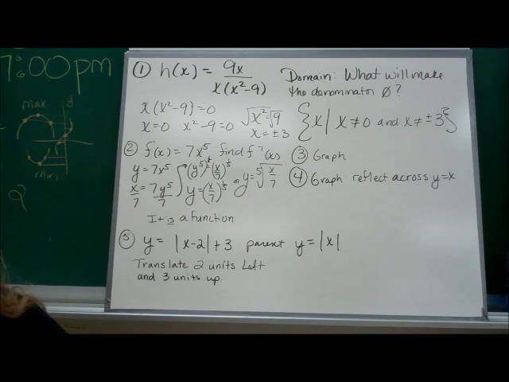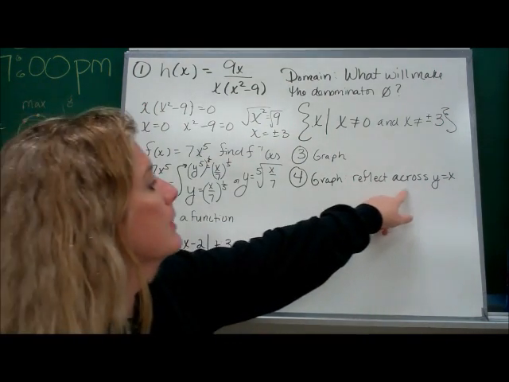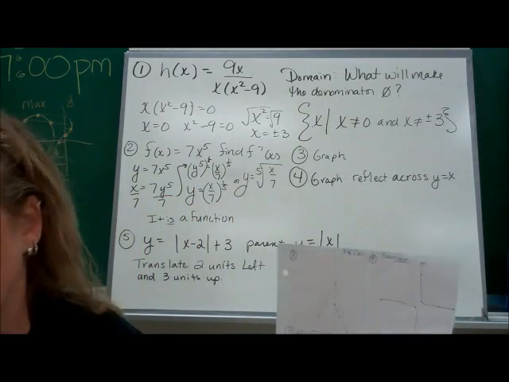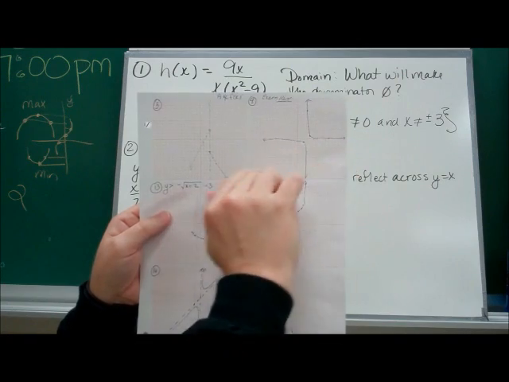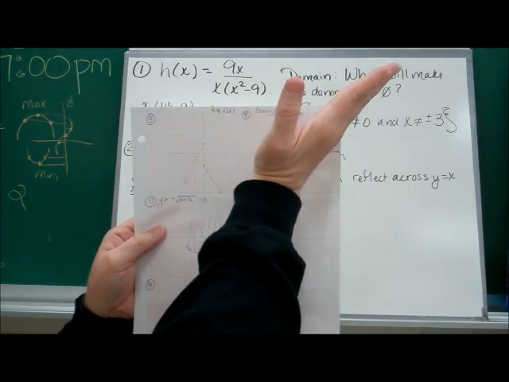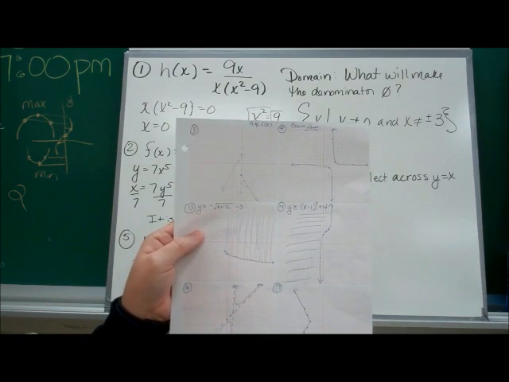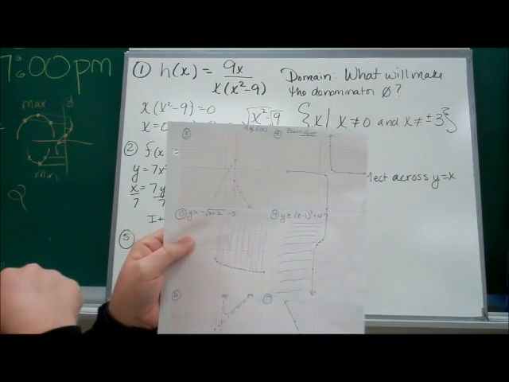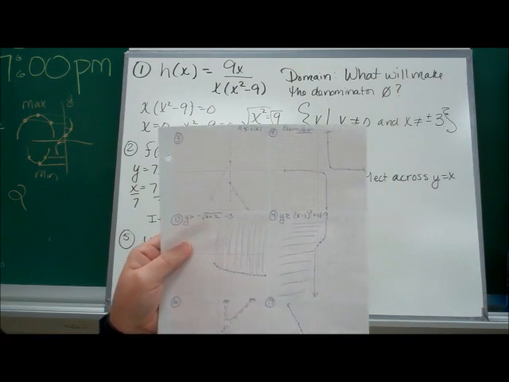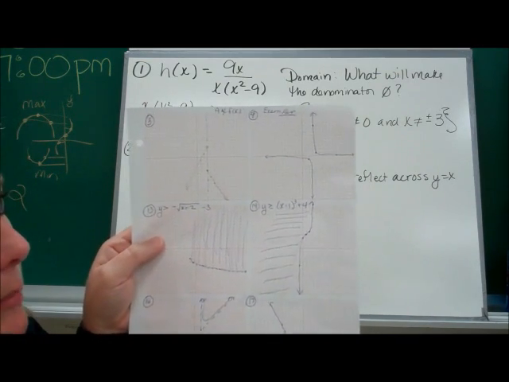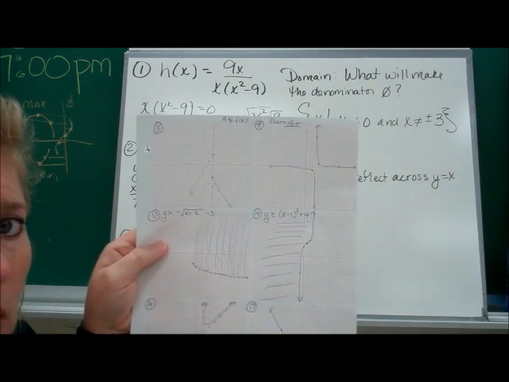Number 4 was graph the inverse. Reflected across the line y equals x. The line y equals x is the line that passes through the origin, and it has a slope of 1. When you reflect the original, this is what it'll be. And I just picked a few points. The easiest way to do that is to pick a few points that are on the original, switch the x and the y's.